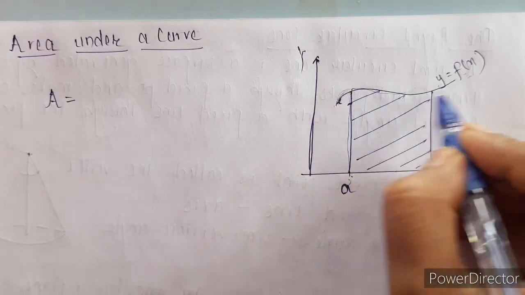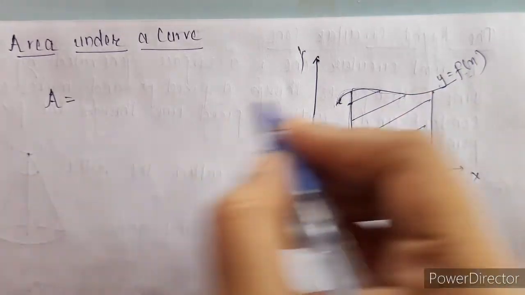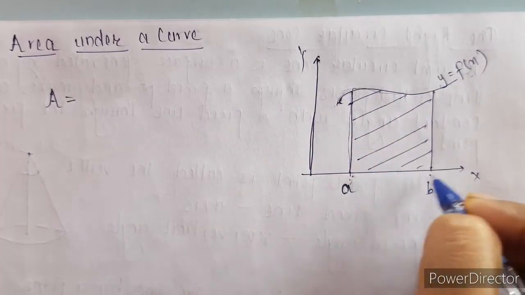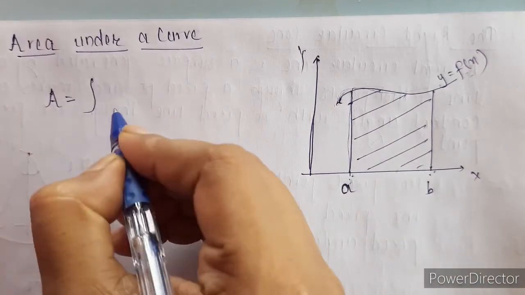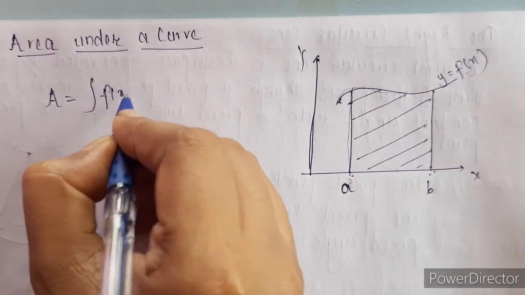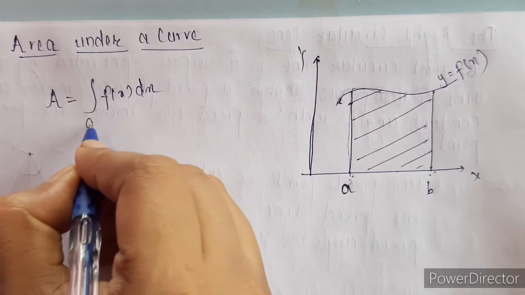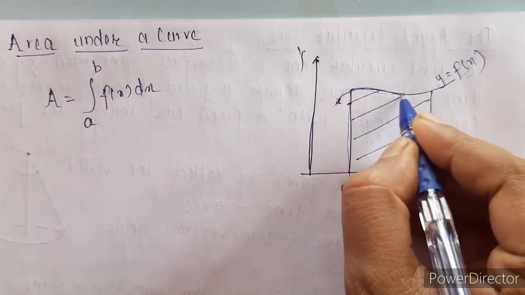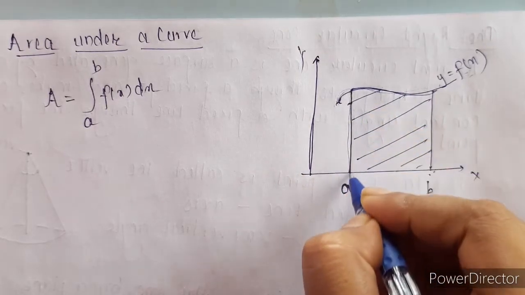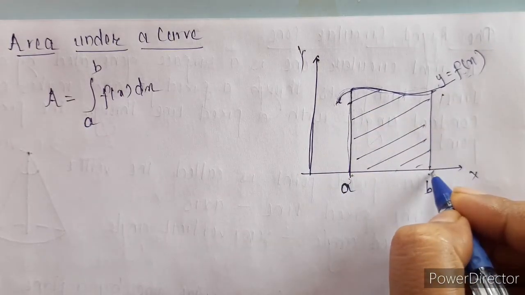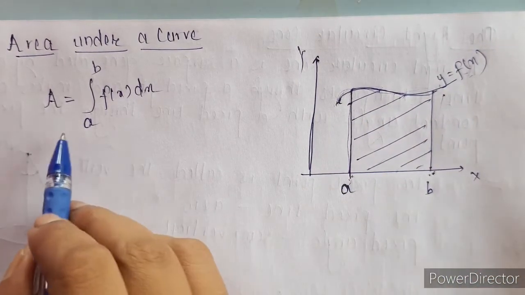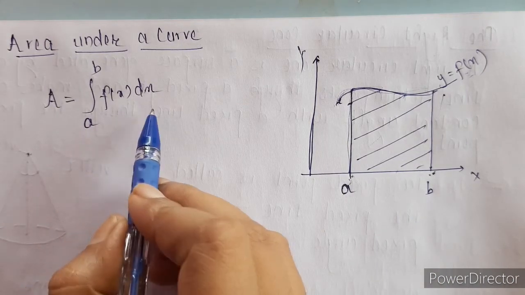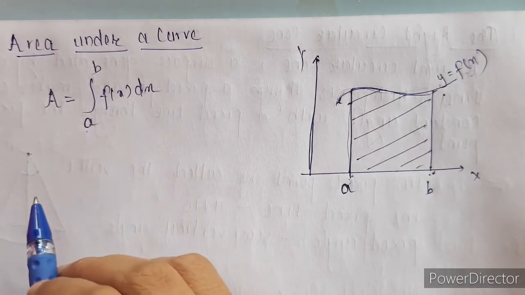Now this function is given as f of x. So area under this curve f of x from A to B can be given as integral of f of x dx over the interval A to B. So we are going to find area under this curve from the point A to B, that is, integral of function f of x with respect to x from A to B.